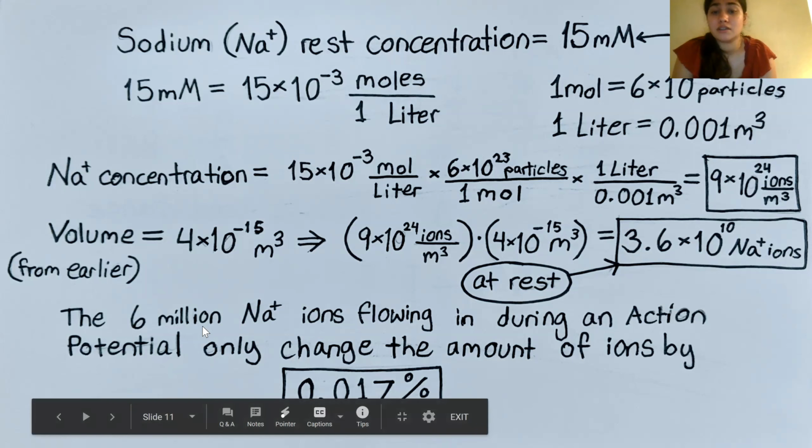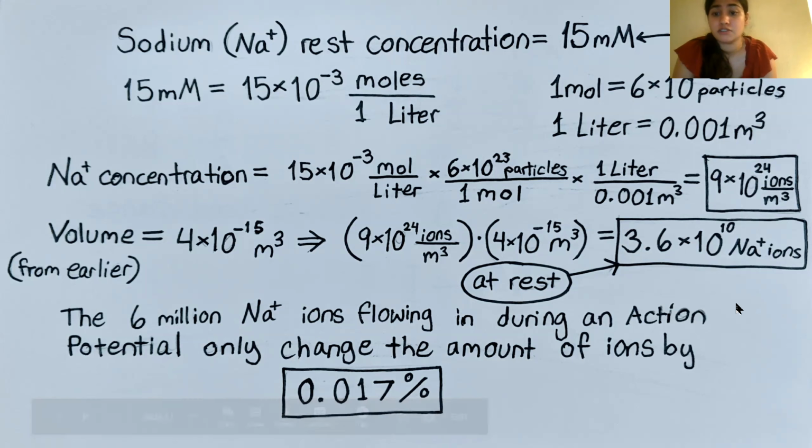So the 6 million sodium ions flowing into the cell during an action potential really only change the amount of ions by like 0.017%, which isn't much of an impact because there are just so many sodium ions in the resting concentration. Now, if you want, you can try this for potassium. Before an action potential, the concentration of potassium ions inside is 100 millimolars. So how much of an impact do you think the flood of potassium out of the cell has?